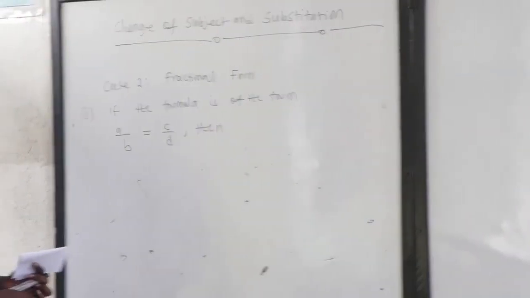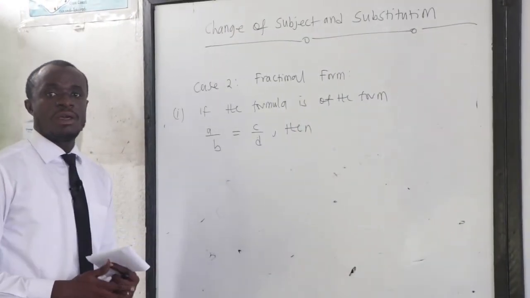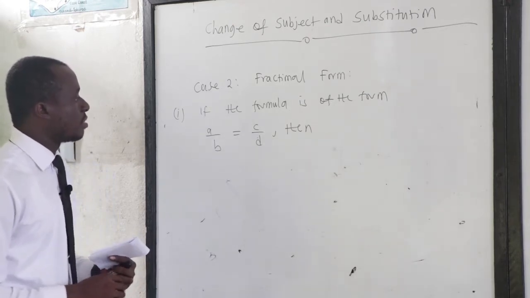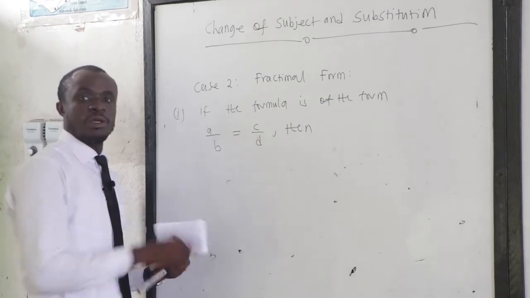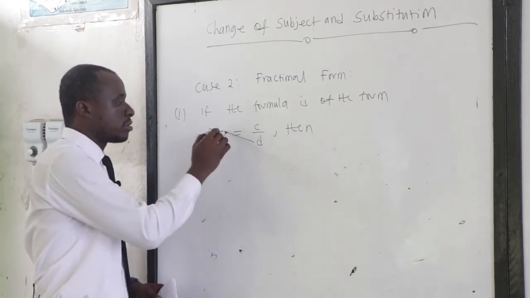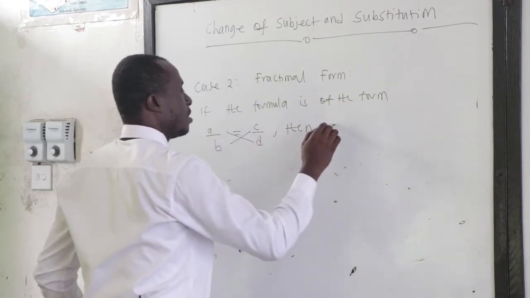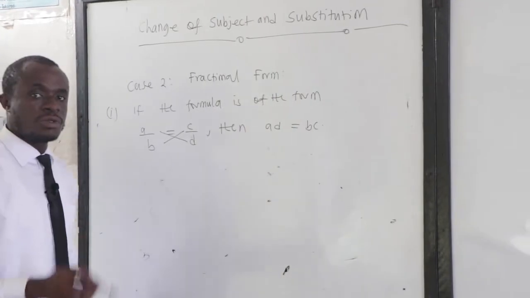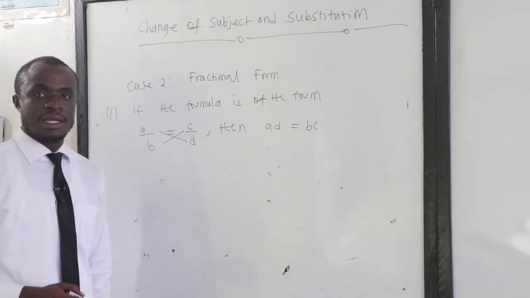Now let's see the second case, that is fractional form. In this case, we have two forms. That is, if it is of the form a over b equal to c over d. If you have something like this, what do we do? We cross multiply. So we say that AD is equal to BC. Let's consider some examples for better understanding.